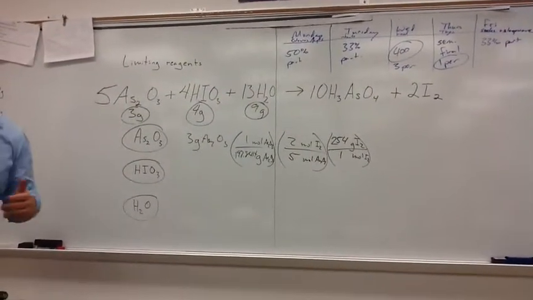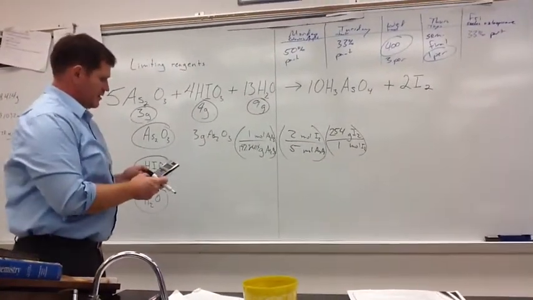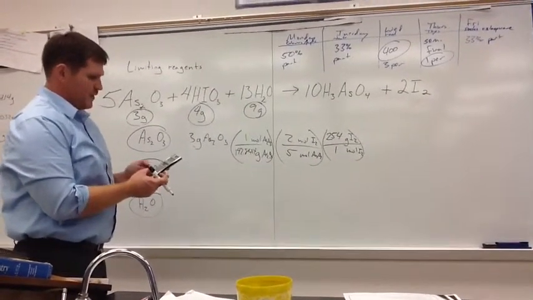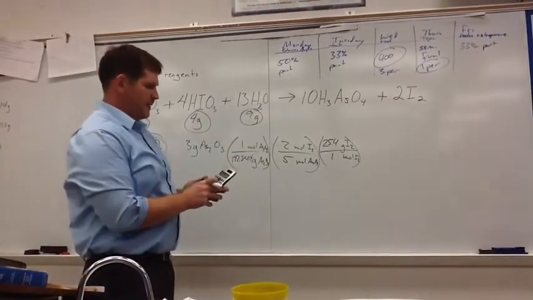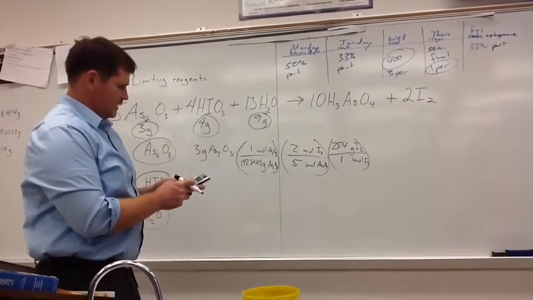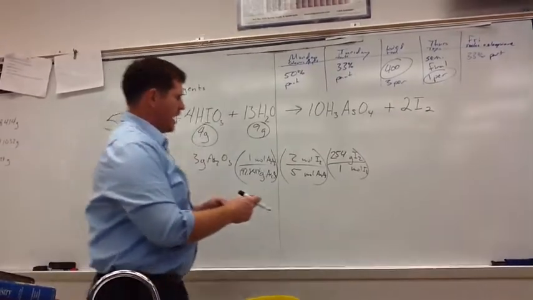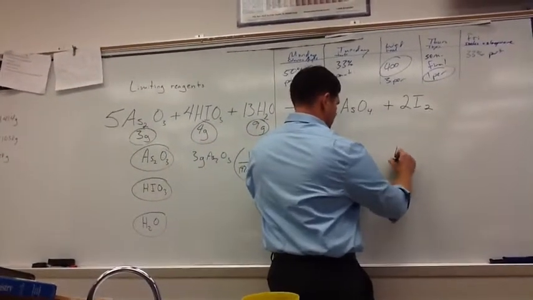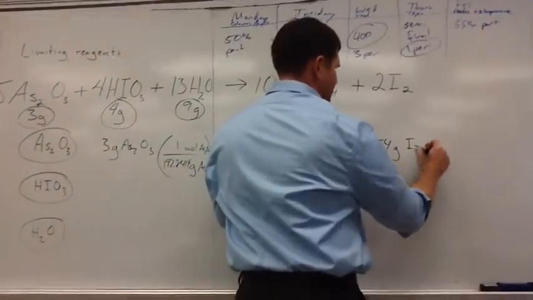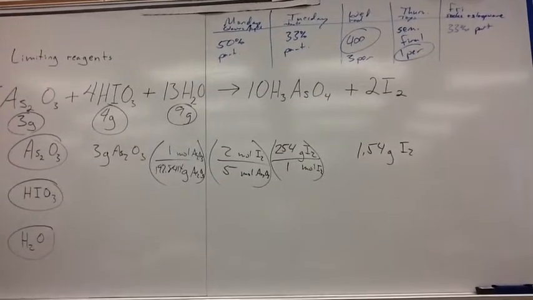Okay, so when I do the math here, this will predict how much I2 is produced. So 3 times 1 times 2 times 254, multiplying straight across the top, divided by 197.8414, divided by 5. I should be able to produce 1.54 grams of I2. Okay, that's one of them down.